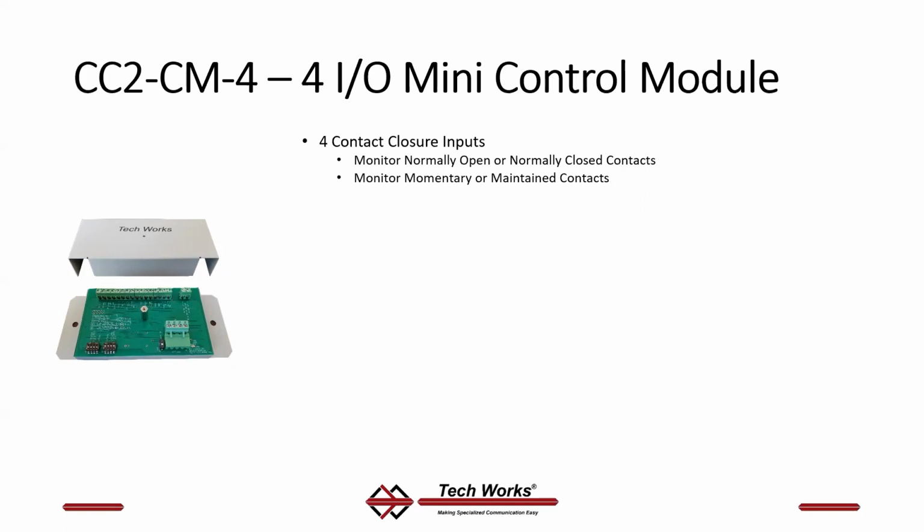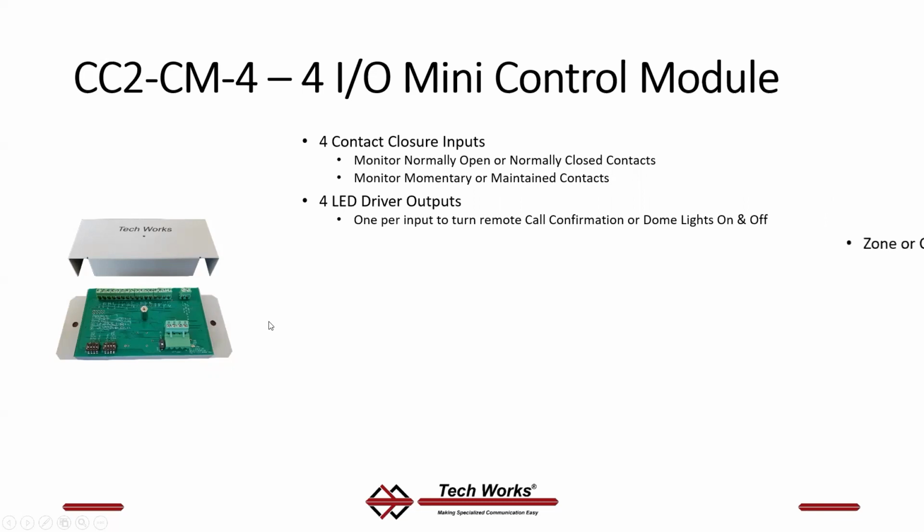That means that if you hook up a button to one of these contact closure inputs, you can have it be a push on, push off, which is momentary, or it can be a Form C contact, meaning that it closes and causes an alarm, or it's closed most of the time and it opens and causes an alarm. So all that functionality is built in. There are 4 LED drivers, one associated with each input, so you can drive a dome light or a call confirmation light out there in the field.